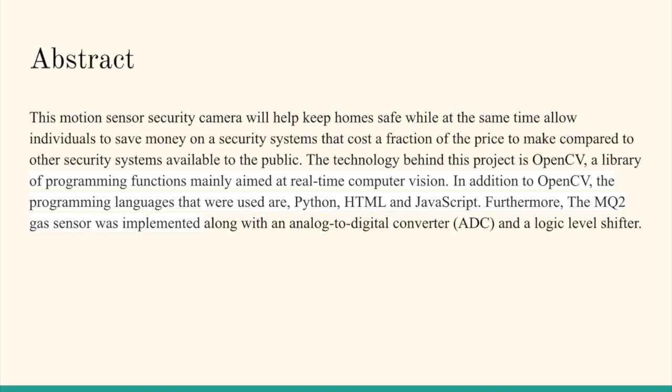The technology behind this project is OpenCV, which is a library of programming functions mainly aimed at real-time computer vision. In addition to OpenCV, the programming languages being used in our project are Python, HTML, and JavaScript. Furthermore, the MQ2 gas sensor was also implemented along with an analog to digital converter. In addition to that, we also had to use a logic level shifter.